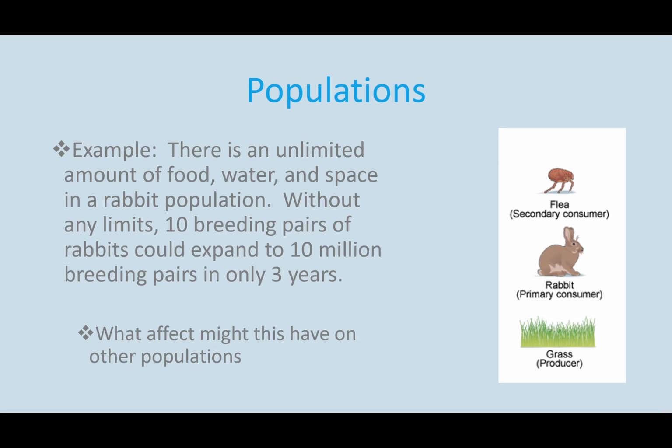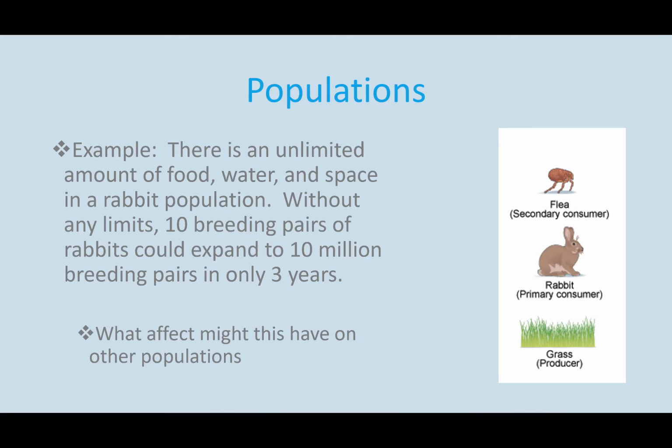As an example, if there is an unlimited amount of food, water, and space for a rabbit population, without any limits, 10 breeding pairs of rabbits could expand to 10 million breeding pairs in only 3 years. So what effects might this have on other populations? You can see a small food chain here with the grass, then the rabbit, then the flea.